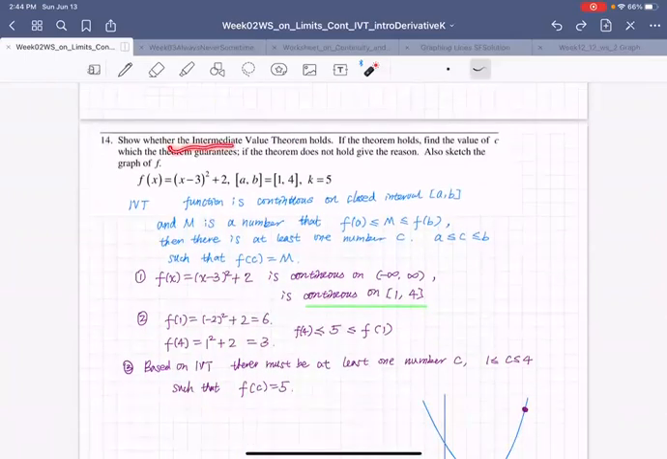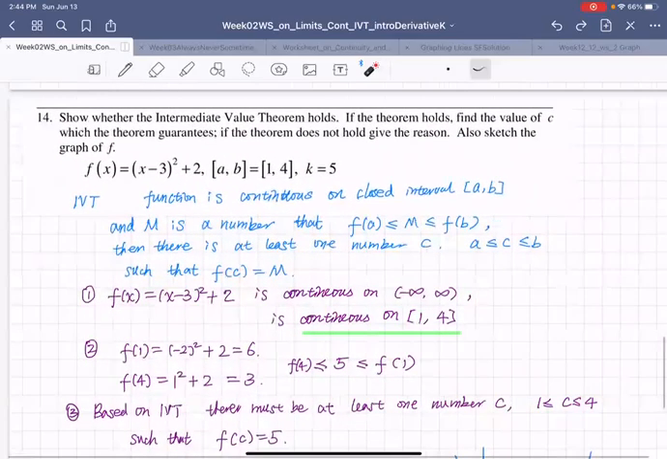They give you this function and a domain from 1 to 4, and they ask you, does IVT hold here?